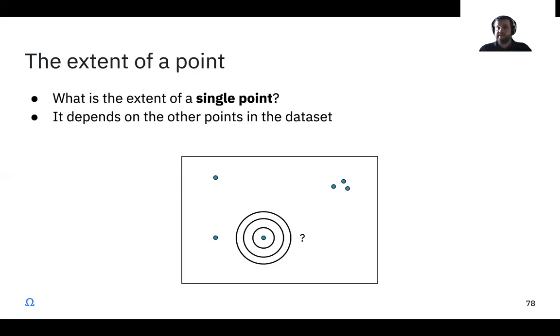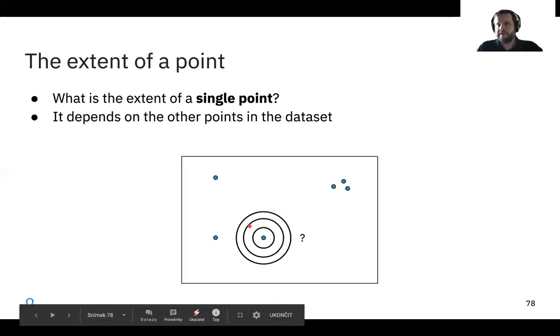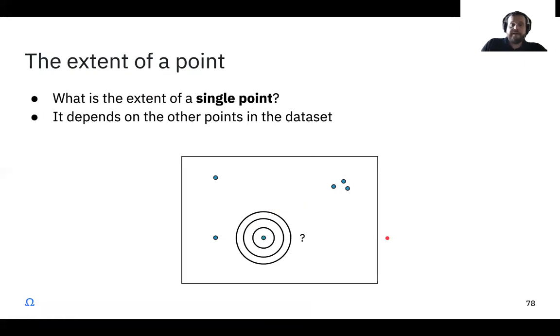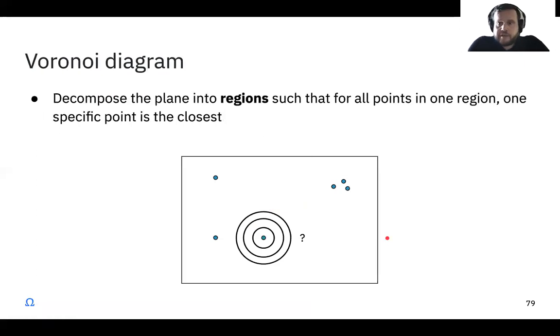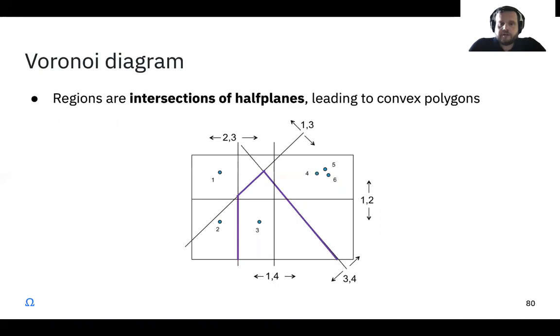We have said that spatio-temporal data is highly contextual, and this is one of the places where it shows in full. The size of the neighborhood or of the domain of a single point is related to how close the other points are. And we actually have a visualization for this. It's called the Voronoi diagram, where you decompose the plane into regions such that for all points in one region, one specific point in your data set is the closest. So this is how you construct it.